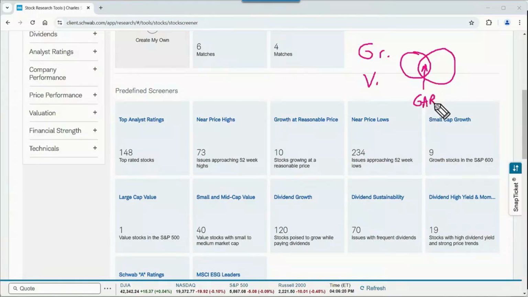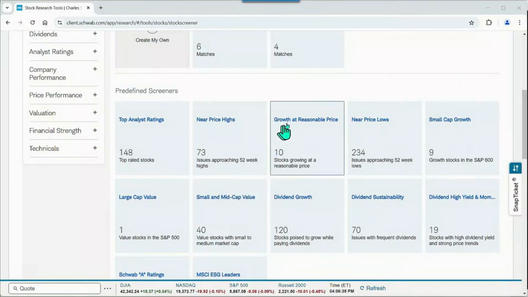So I'm not advocating that this needs to be the way you invest, but just realize sometimes you're not stuck in one camp or the other. That's what growth at a reasonable price is. So that's what we're going to be looking at here to start with, at least today. I want to click on that and we'll just see what we come up with.